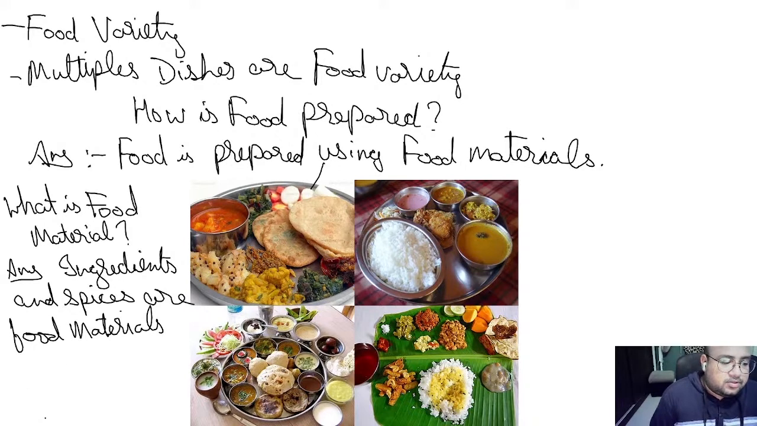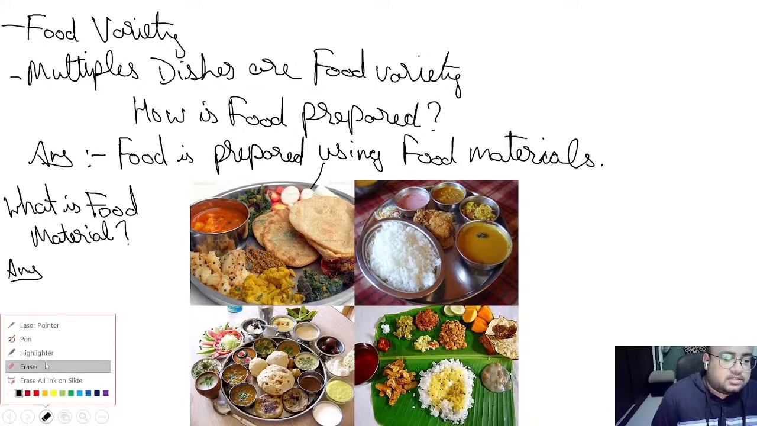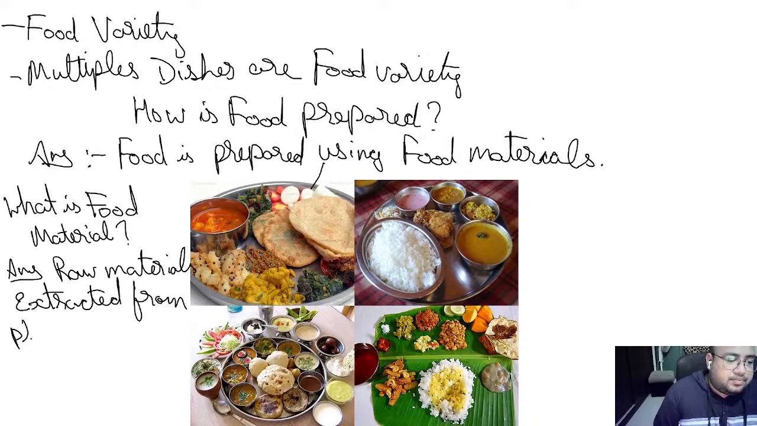Okay, no, no, don't take this down. That is, I'll tell you a different way. Okay, if asked as a question in a test, you should answer raw materials extracted from plants and animals. Okay, so this is the answer for what is food material. Okay, you can take this down, students.